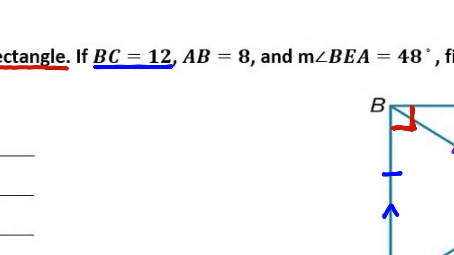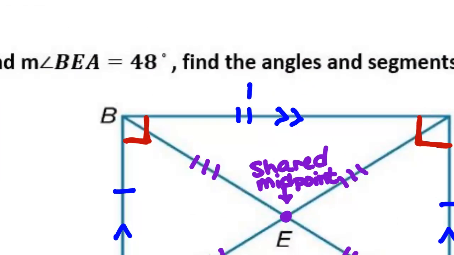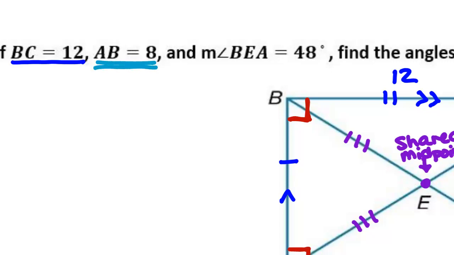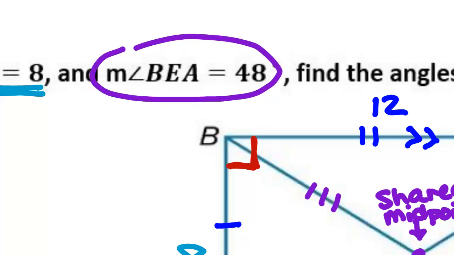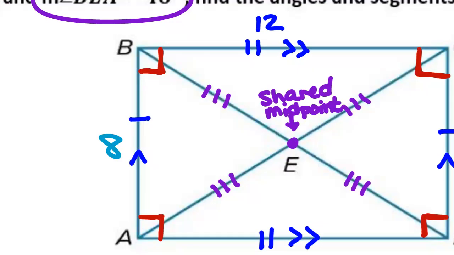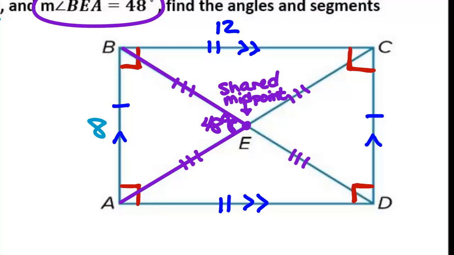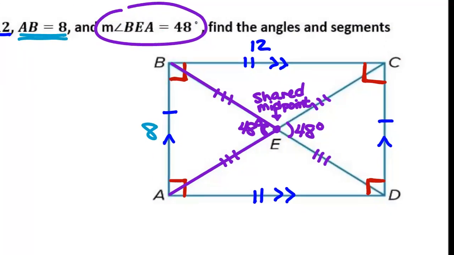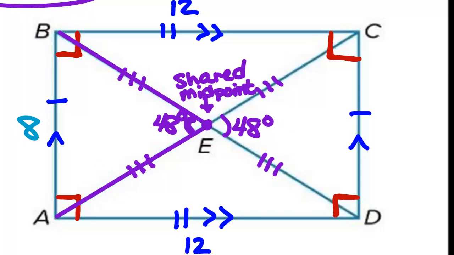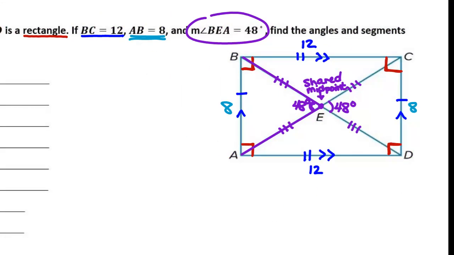They tell us right here that BC is 12 and AB is 8. And then they also tell me that the measurement of angle BEA is 48 degrees. So BEA, this angle right here. CED would also be 48 because that's a vertical angle, so we could go ahead and add that. Is there anything else that we can add to the picture because of what they told us? Yes, AD is 12 and CD is 8 because those opposite sides are congruent.